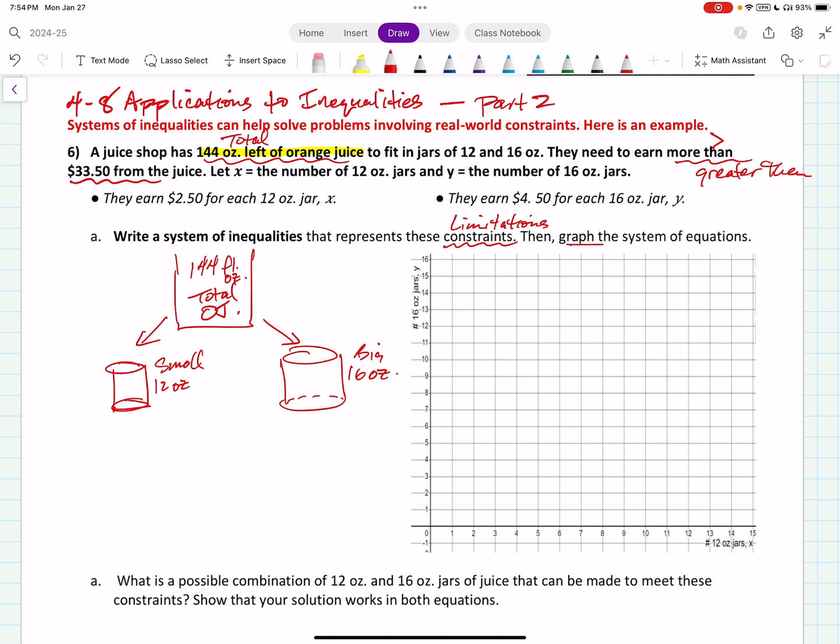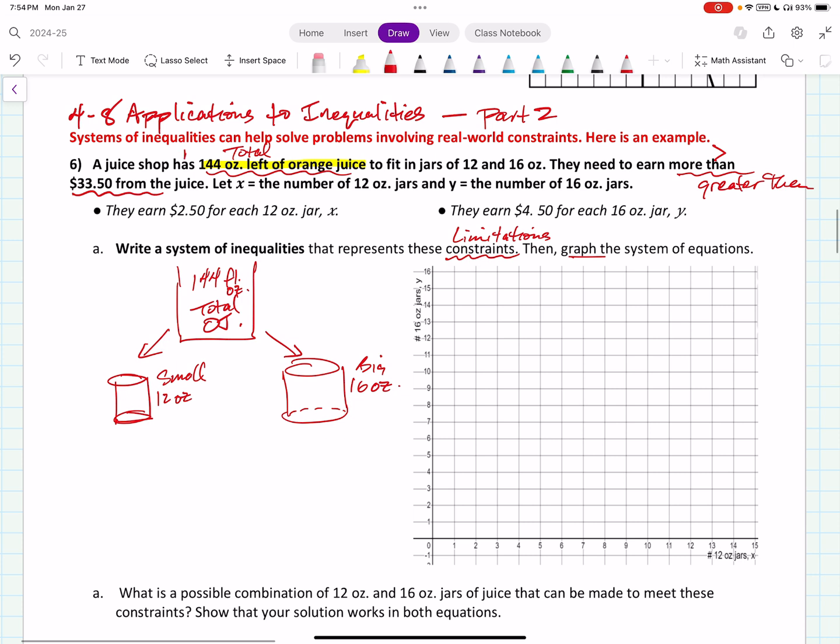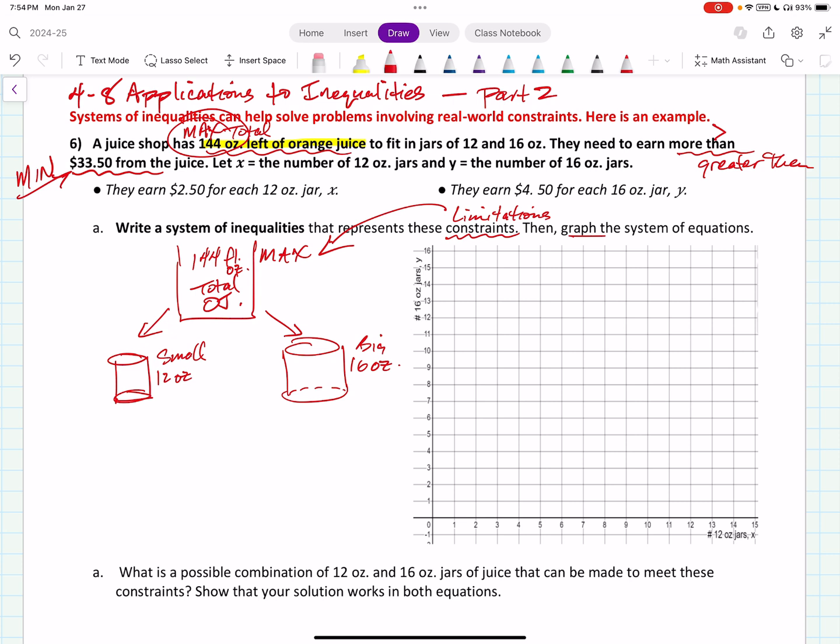So how do we set up a system of inequalities to represent this situation? And how do we answer this question to meet all the constraints or limitations in the problem? Because we only have 144 ounces, and that is a maximum. Whenever you have a max or a min, which in this case we do, that is called a constraint, a limitation, which is either a maximum or a minimum. Also, we need to earn more than $33.50. Well, that is a minimum. Whenever you have maximums and minimums, you have inequalities, and you can represent them using the inequalities and solve all kinds of problems.